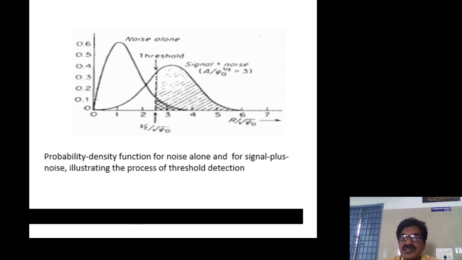Suppose, in order to know all the targets, I decrease the threshold voltage level, what happens? The false alarms, that is the double hashed area, will increase. That means the false alarm is increased. So you need to maintain a proper threshold voltage value to avoid false alarms, and at the same time to recognize all the targets. This is known as threshold detection.